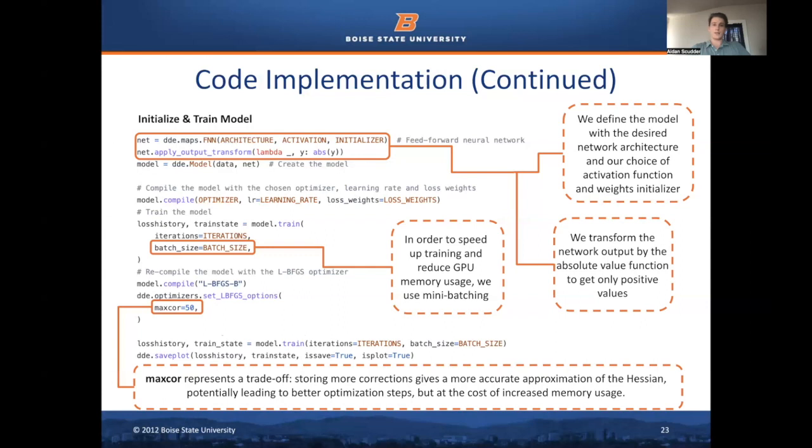Now that we've defined the spatiotemporal domain, the PDE, and the constraints on that domain, we can initialize and train the model. We'll help the model learn by applying an output transform that gives an absolute value of all the predictions. This will ensure that only positive heat values are predicted. Next, we'll compile and train with both the Adam optimizer and the LBFGS optimizer. Combining these two ensures that we get the lowest loss possible. We used mini batching to help our model converge faster and reduce GPU memory usage.